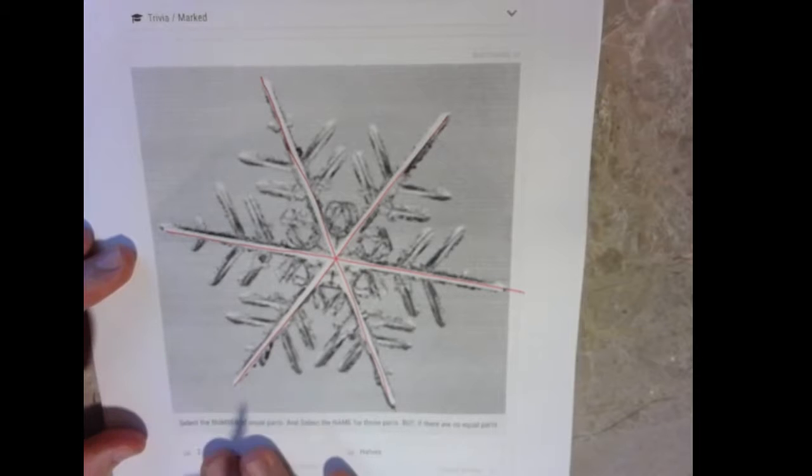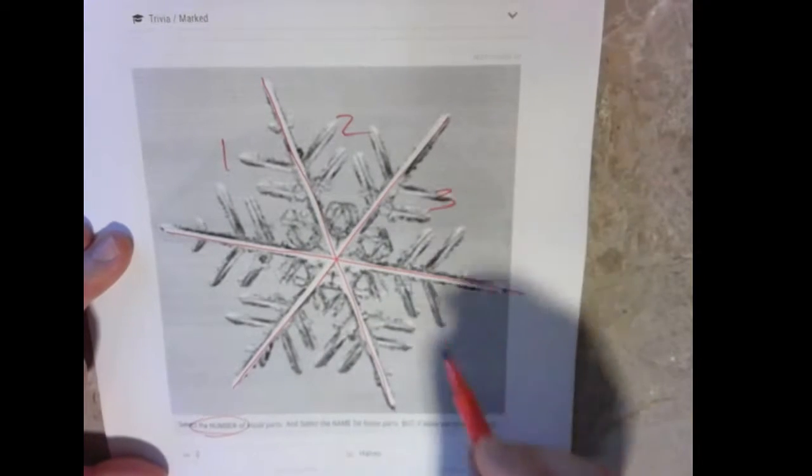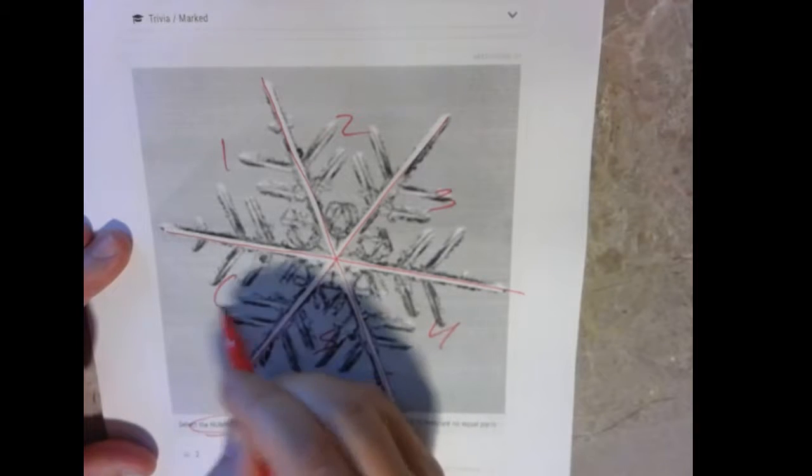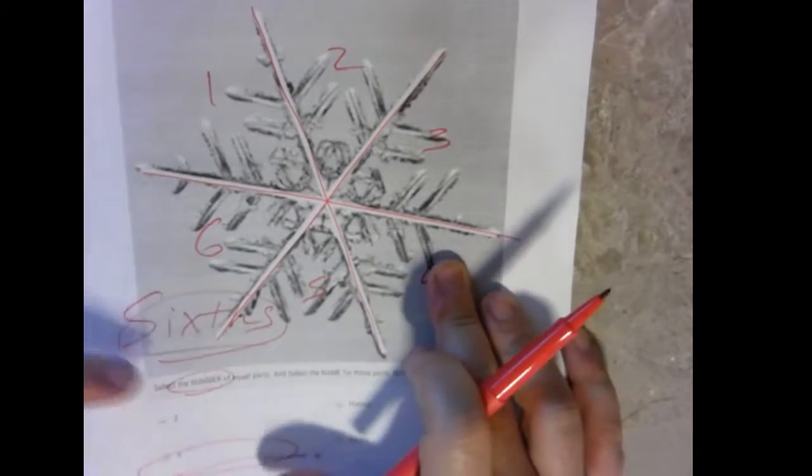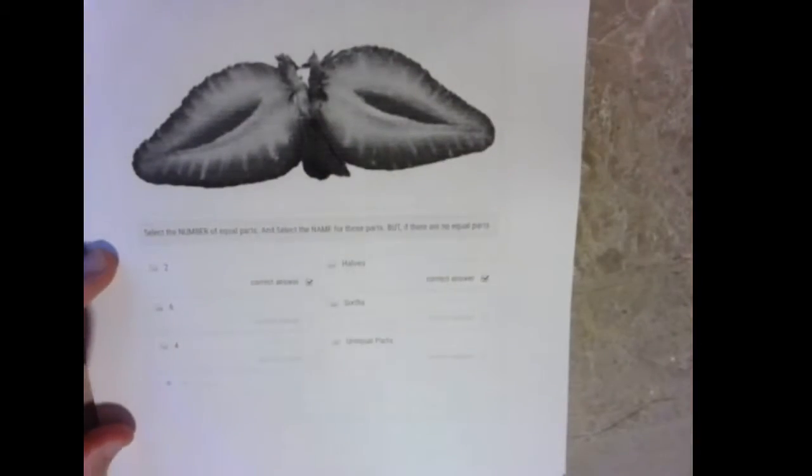So we want to select the number of equal parts, and we also want to know what the name is for those equal parts. So if we go around and count 1, 2, 3, 4, 5, 6, so there's 6 total parts, and the name for that would be sixths. Okay, so 1, 2, 3, 4, 5, 6, call that sixths. Okay. Pretty straightforward. Next one.